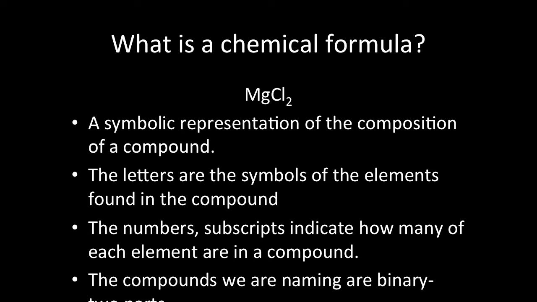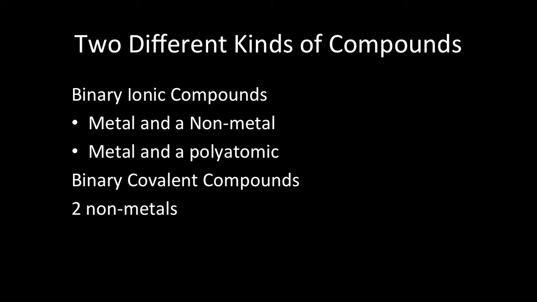As you can see in this chemical formula, there's one magnesium and two chlorine. So there's magnesium and there's chlorine, two parts. So there are two different types of compounds. They are binary ionic compounds and binary covalent compounds, and we need to know the difference between these compounds because we're going to use two different naming systems.